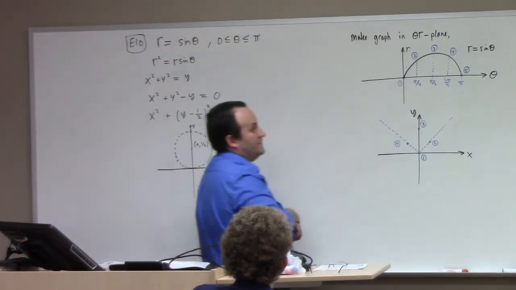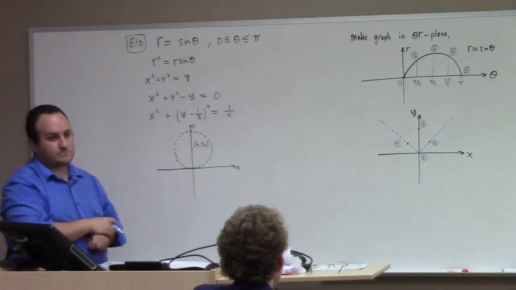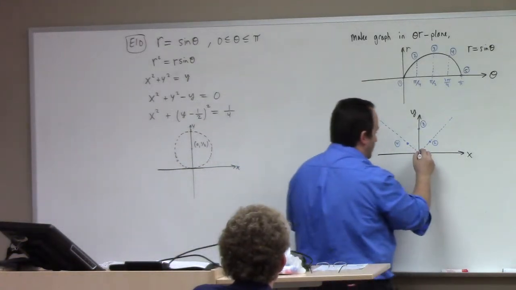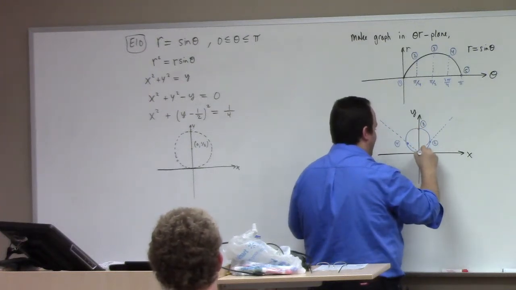Where's 5? What's sine of pi? 0. So we're back to the origin again. And see what you got here is a badly drawn circle.